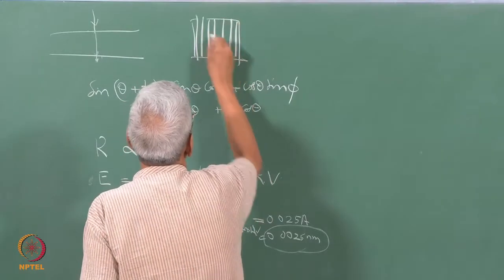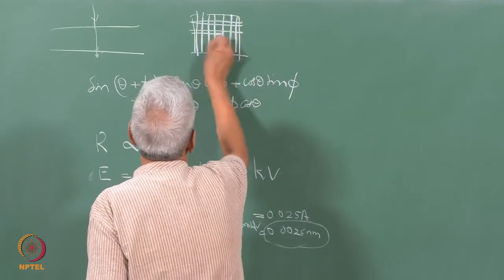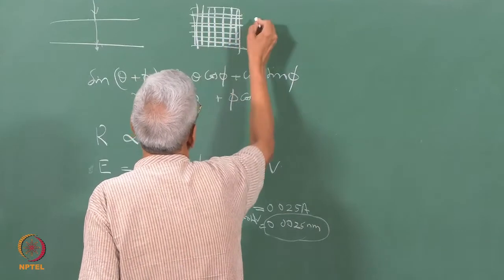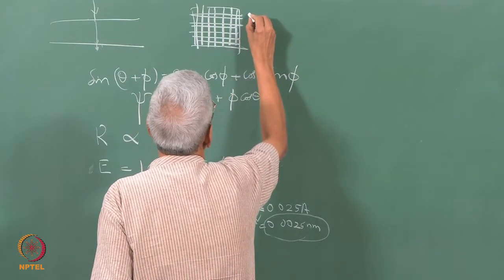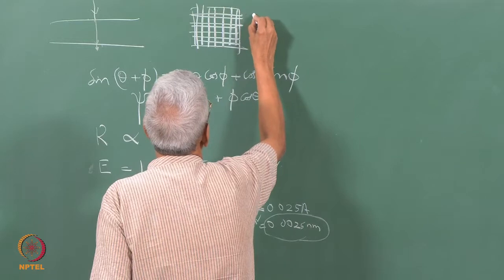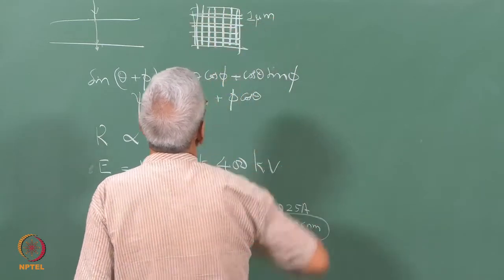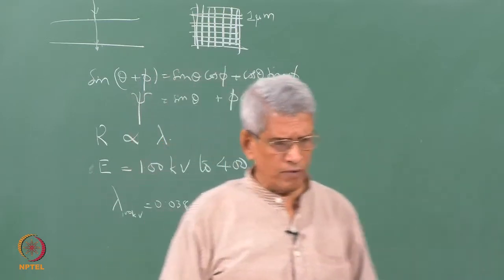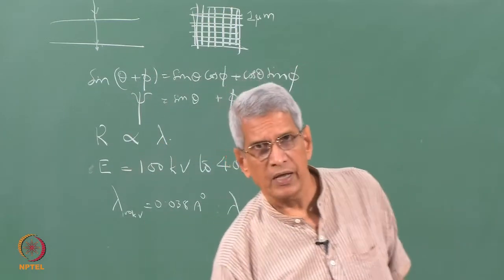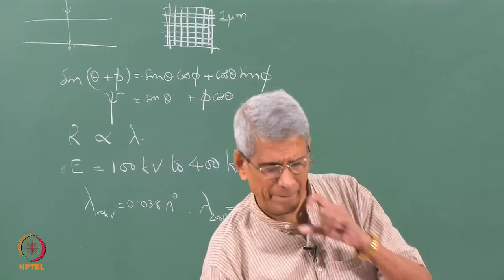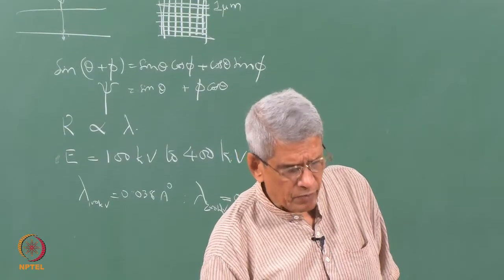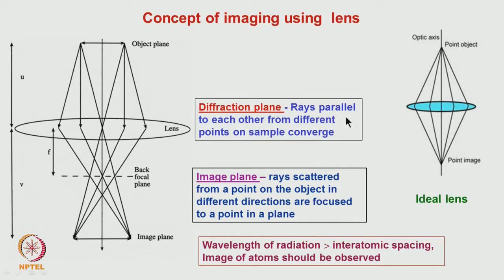If the grid separation is of the order of about 1 micron, okay, and since we know the wavelength of the radiation is about 500 nanometers, then we will be able to see the image of the grid formed.